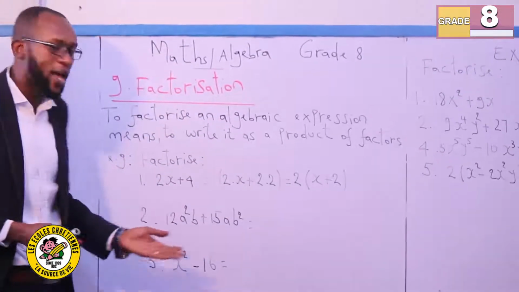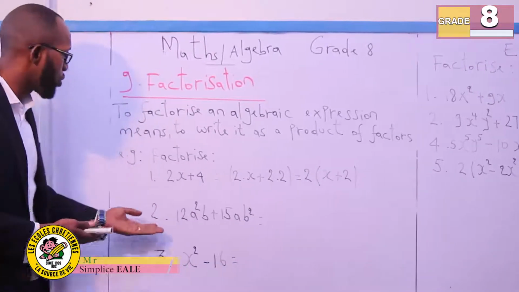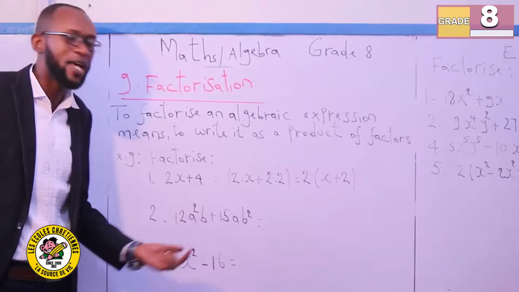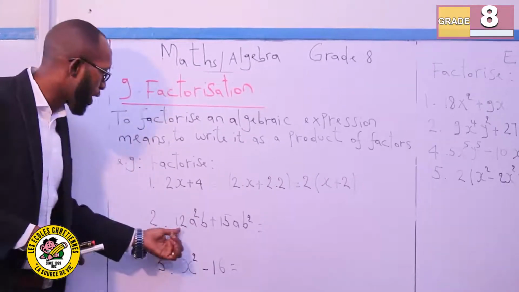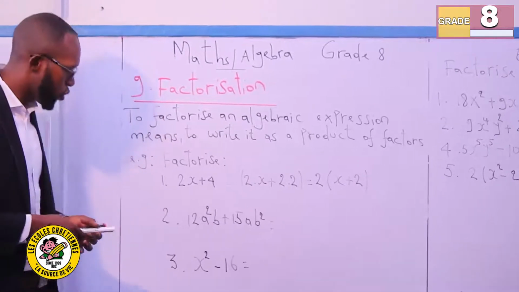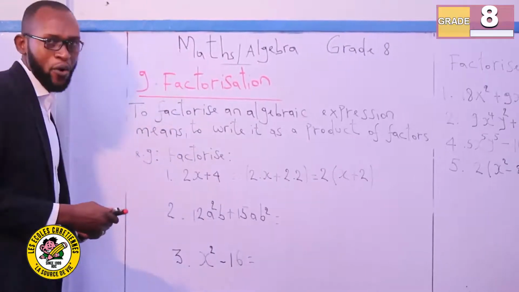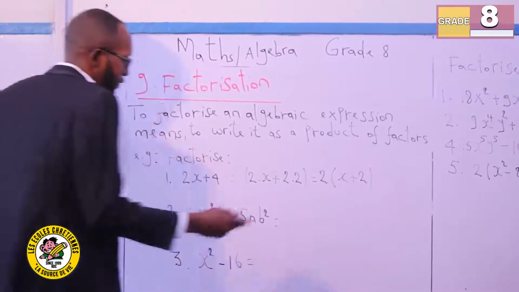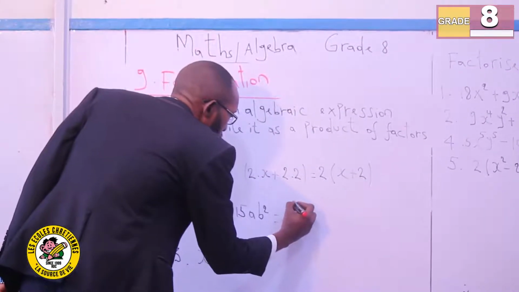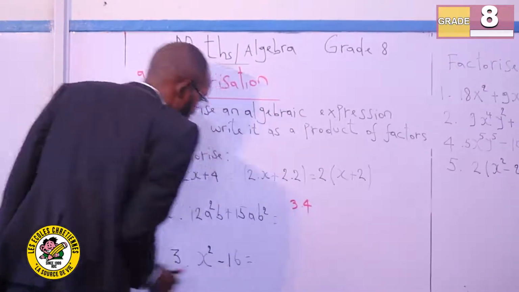Now you can also have 2 or more variables. Like number 2 here, you have a as the first variable and b as the second variable. But you also have numbers. It's very easy. What you need to do, you can take the first. If you need to write this as a product, how can you write it as a factor? You can write like this. 12 equals 3 times 4, right?